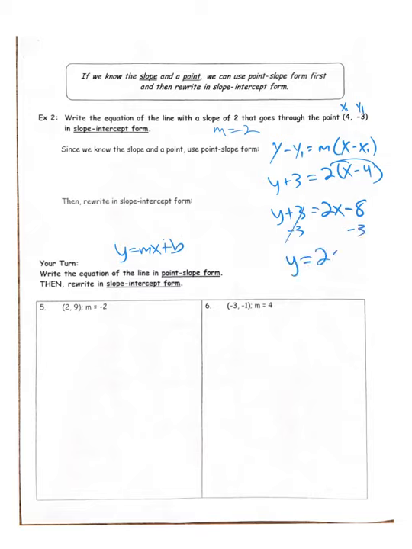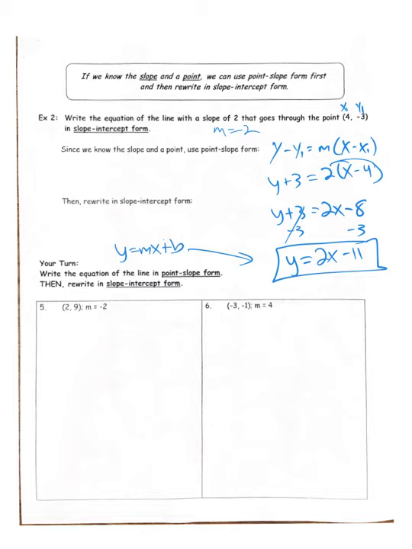So I got y is equal to 2x, and then here negative 8 minus 3 takes me to negative 11. So here I have my equation in that y equals mx plus b form, where I have my slope of 2 and my y-intercept of negative 11. So go ahead and try that with examples 5 and 6. I will do them, and then you can check your work.